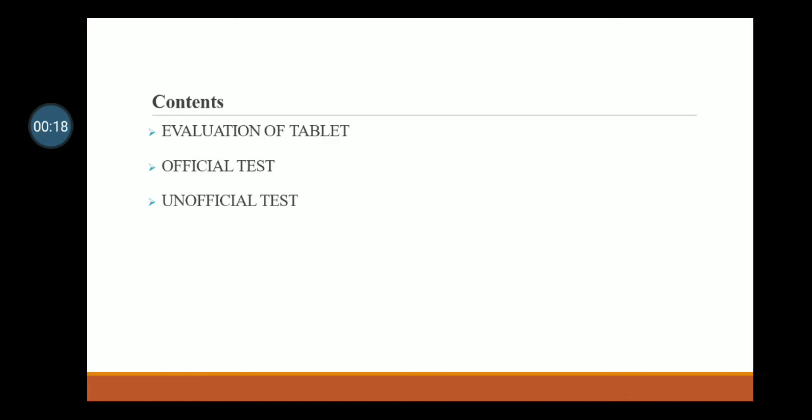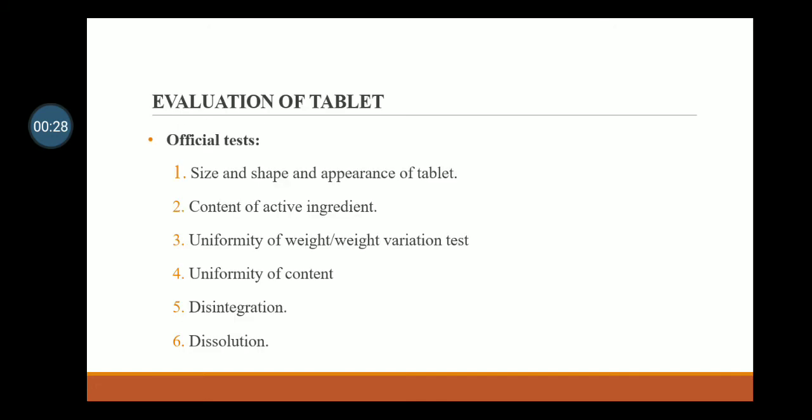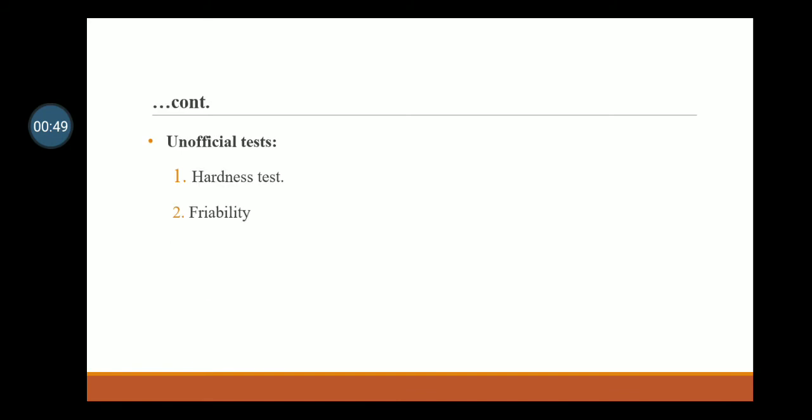First of all, contents of presentation: evaluation of tablet, then official tests, then unofficial tests for evaluation. Official tests: size, shape and appearance of tablet, content of active ingredient. Third, uniformity of weight or weight variation test, then uniformity of content, then disintegration test and dissolution test. Unofficial tests: hardness test and friability test.